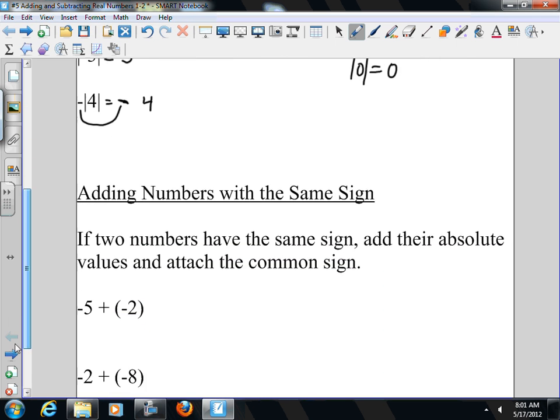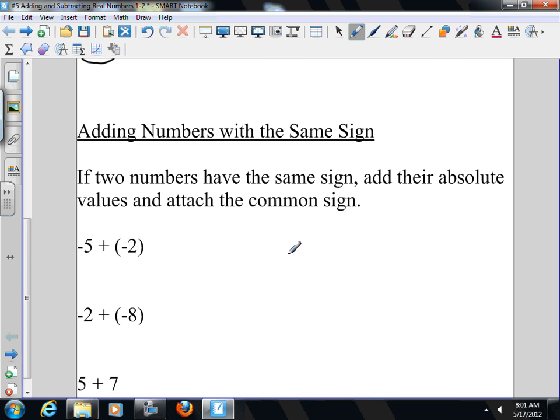Okay, so now let's say we want to add numbers with the same sign. If two numbers have the same sign, just add their absolute values and attach the common sign. So for instance, the absolute value of negative 5 is 5, absolute value of negative 2 is 2. Add them and you get 7, but they're both negative, so put a negative in front. Negative 2 plus negative 8. Absolute value of negative 2 is 2, absolute value of negative 8 is 8. Add them and you get 10, but they're both negative, so put a negative in front.